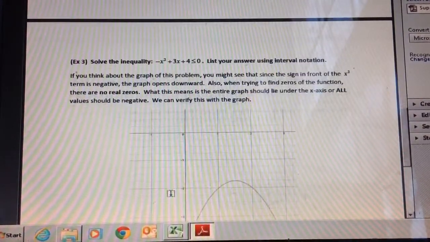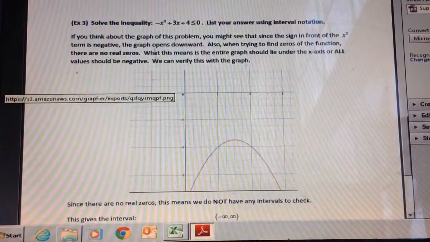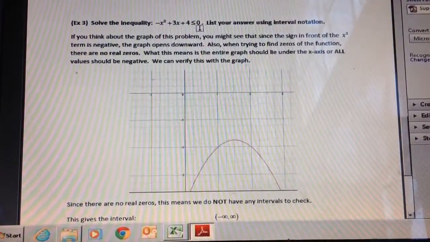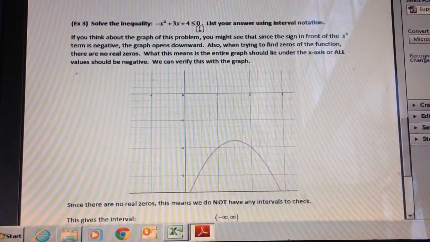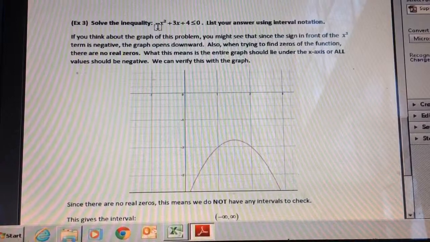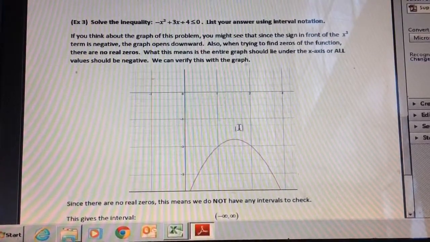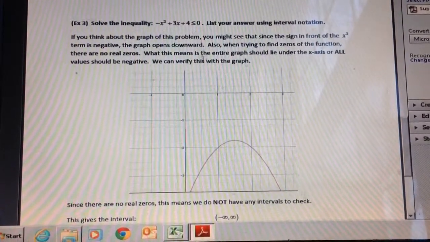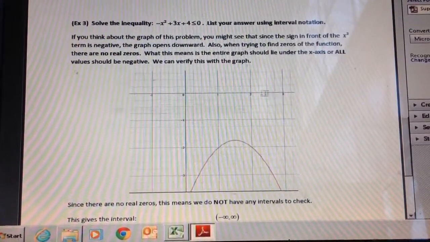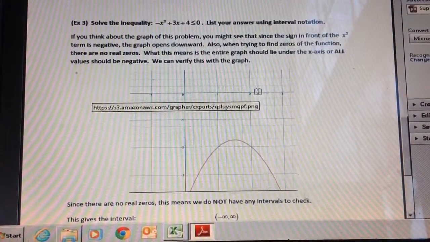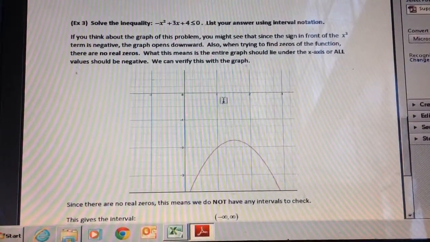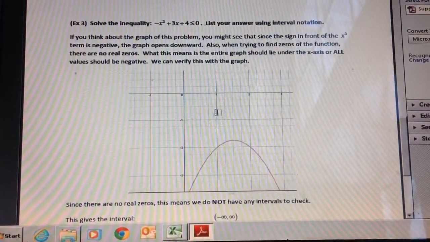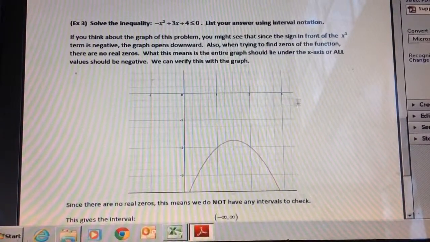Now we're going to be looking at the inequality where negative x squared plus 3x plus 4 is less than or equal to 0. Now, depending on what you know about parabolas, this one can be easy because you know this is negative in front of the x squared, so you know it opens downward, and if you try to factor this one, it doesn't factor. So what that means is it doesn't cross the axis. So if this opens downward and it doesn't cross the axis, what that means is the whole thing is below the x-axis here. So here's the x-axis. The whole graph is below that.